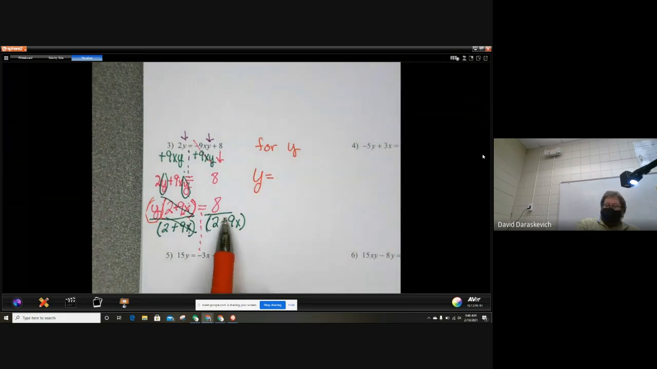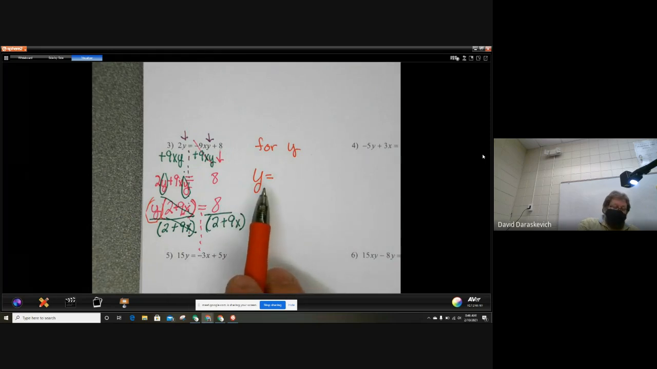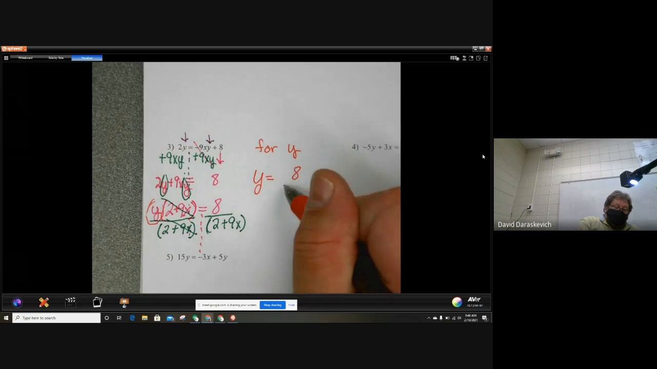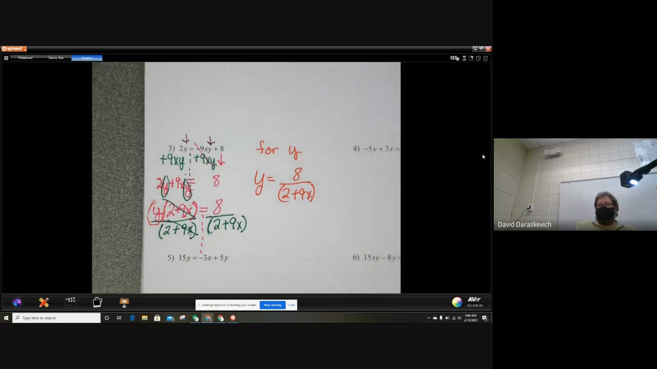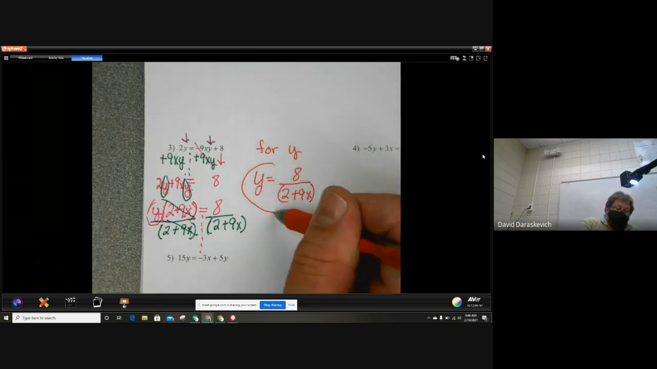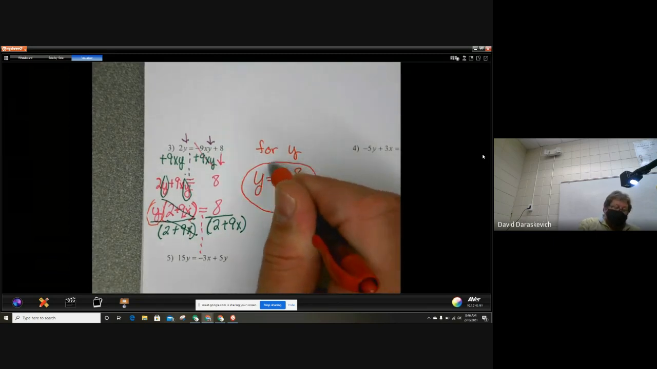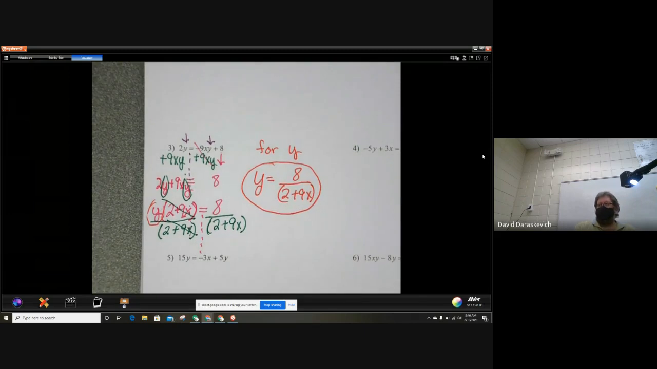Now, I don't really care what this side of the equation is or looks like. I just want to make sure my y is by itself. So I'm going to put this whole thing on the other side. If you want, you can keep the parentheses. But that's my answer. I have y isolated. Any questions?